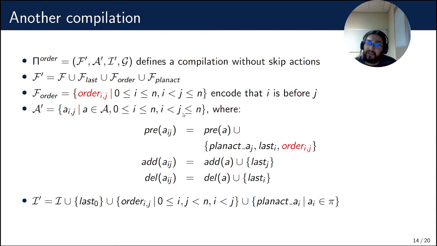We also have another compilation where instead of using skip actions, we define a complete order over the actions of the plan. And in order to execute an action, instead of checking that we know that the last action executed was I and that J comes exactly after position I, we just need to check that J happens after position I, not necessarily exactly after. So now we can skip multiple actions with a single action.